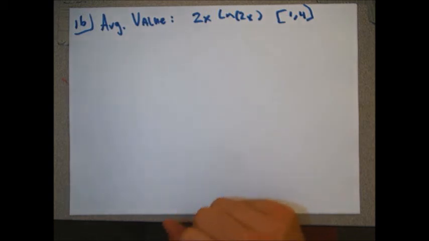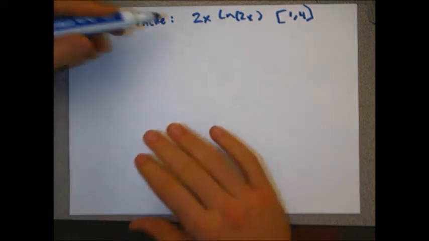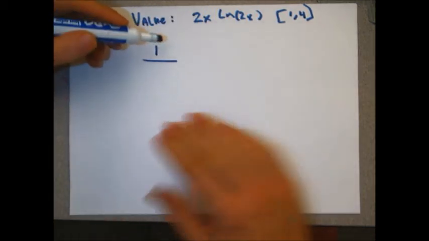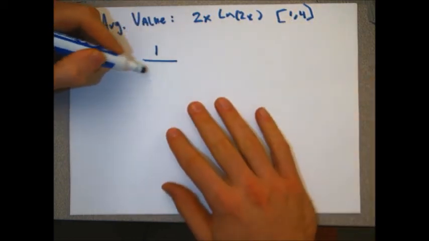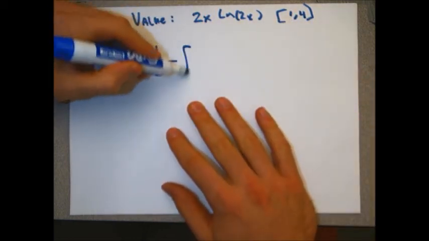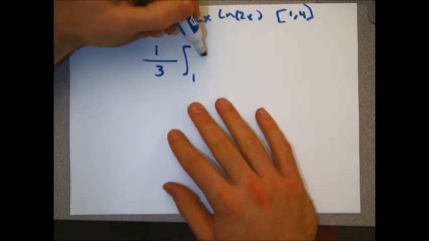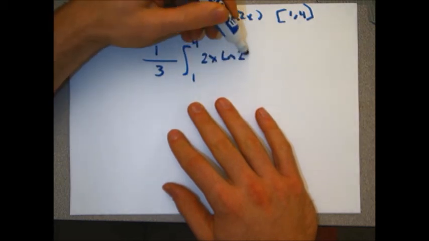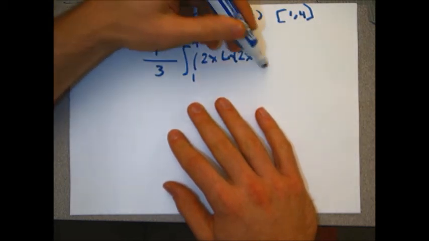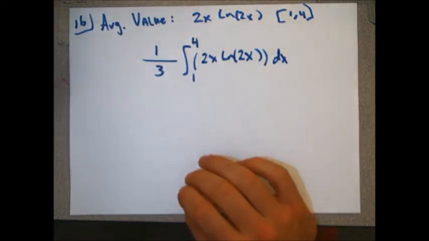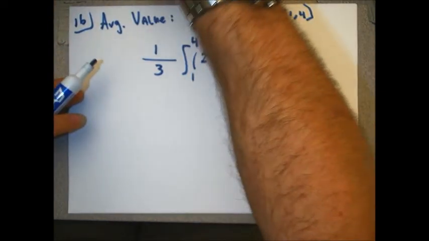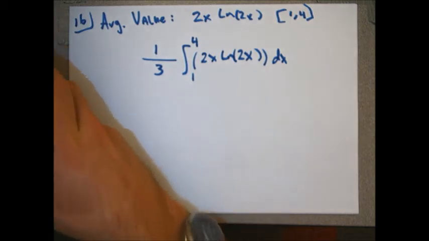Question 16 asks you to find the average value. So we want to set up 1 over b minus a. B minus a would be 1 over 4 minus 1, which is 1/3. From 1 to 4, 2x ln 2x, this whole thing dx. So we do not know how to integrate this, so we are going to plug into your calculator.